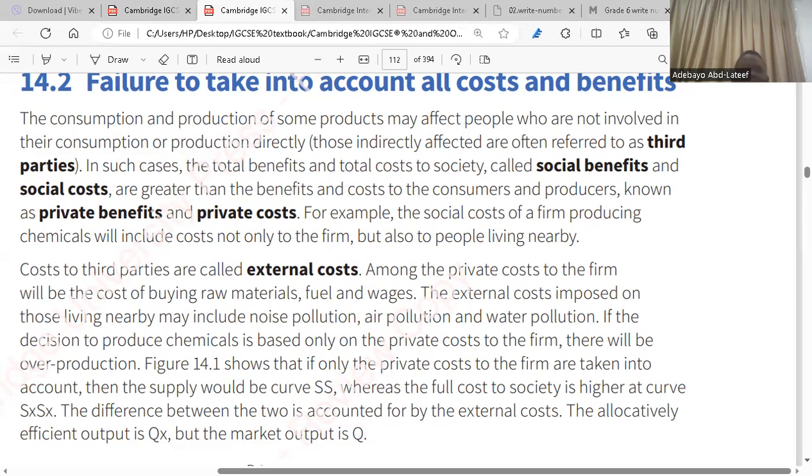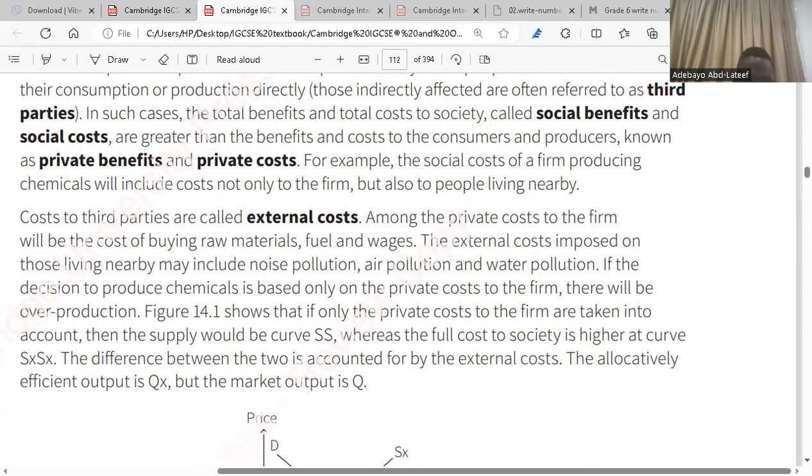Because pollution will not only affect the firms that are emitting the carbon, it's also going to affect those within the environment. Is it clear? Yes. All right. So among the private costs to the firm will be the cost of buying raw materials, fuel, and wages. External costs imposed on those living nearby may include noise pollution, air pollution, and water pollution. If the decision to produce chemicals is based only on the private cost to the firm, there will be overproduction.